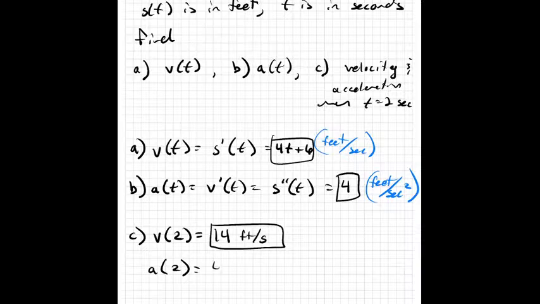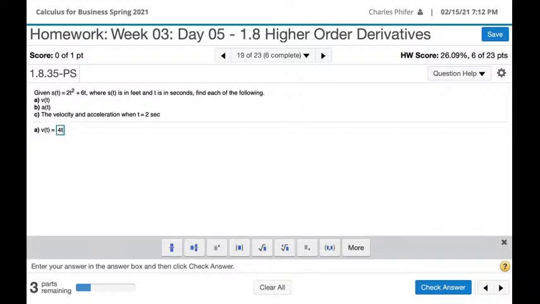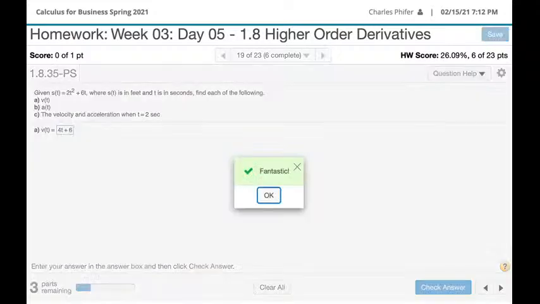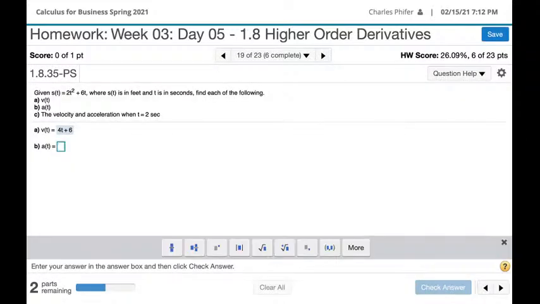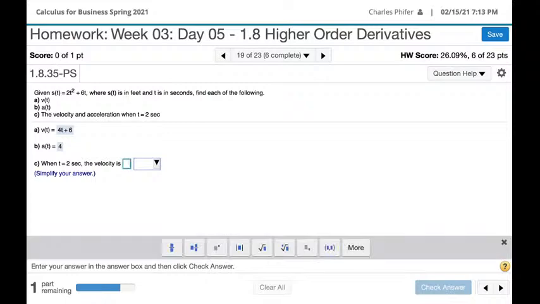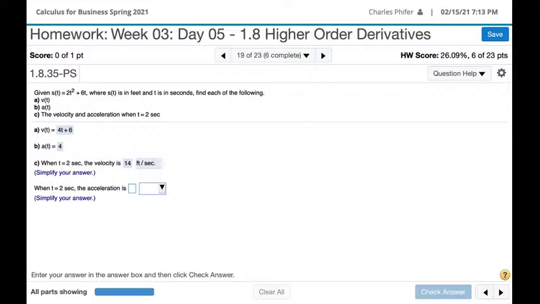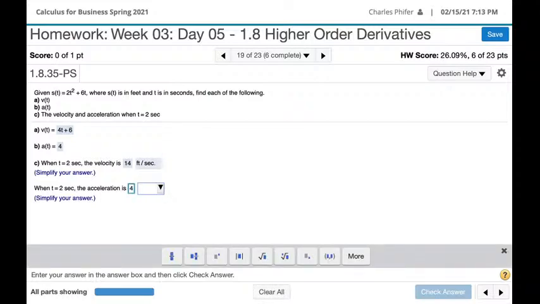Okay. Now let's see if that works. So we got 4t plus 6. The acceleration we got was 4. After 2 seconds, the velocity was 14 feet per second. And then 4 feet per second squared. Okay.